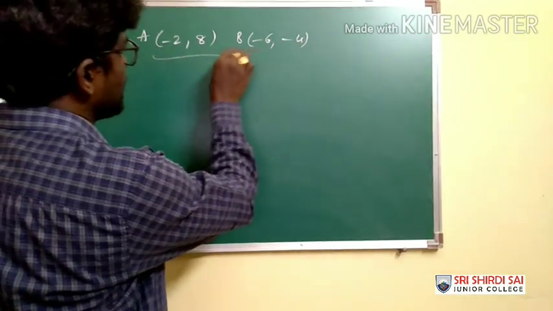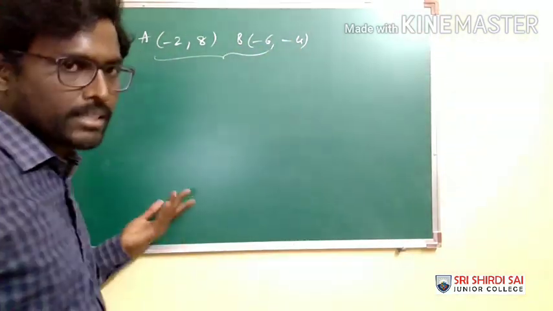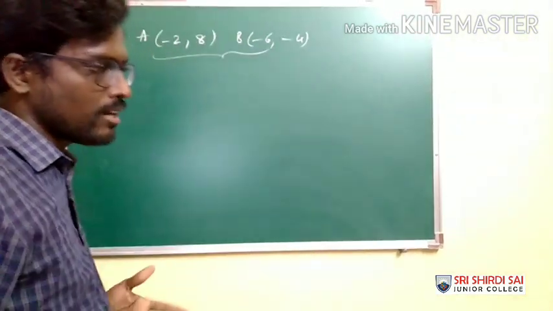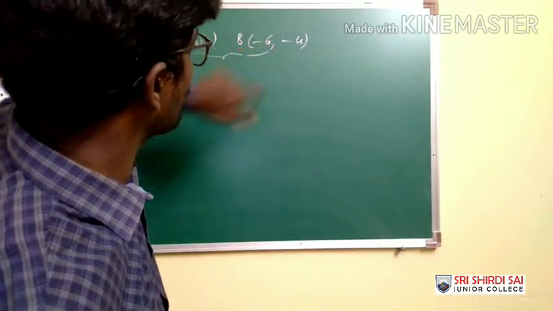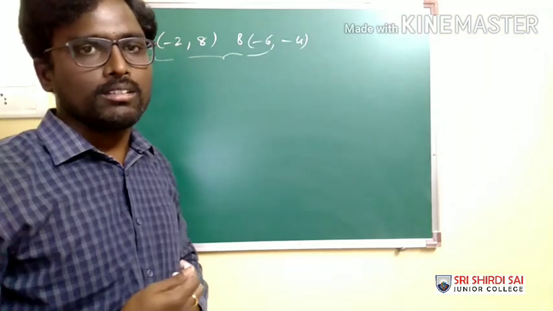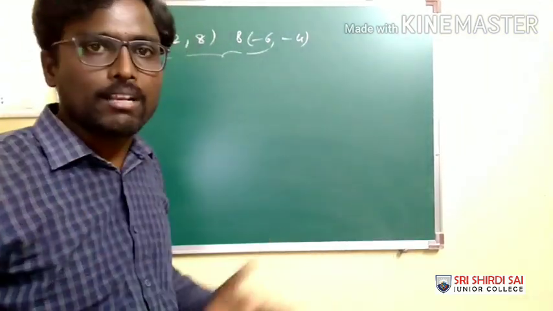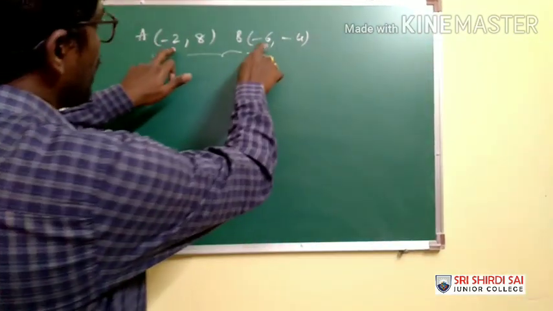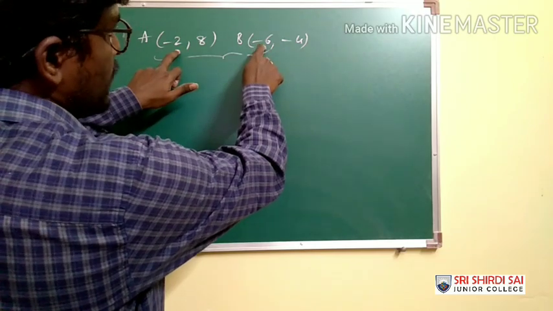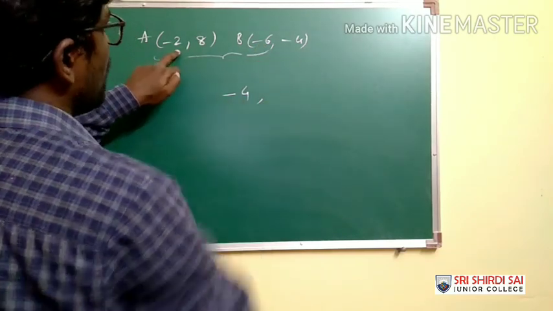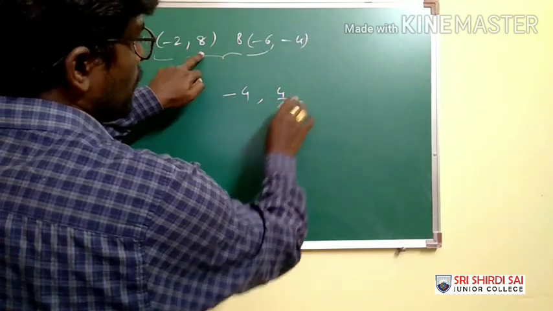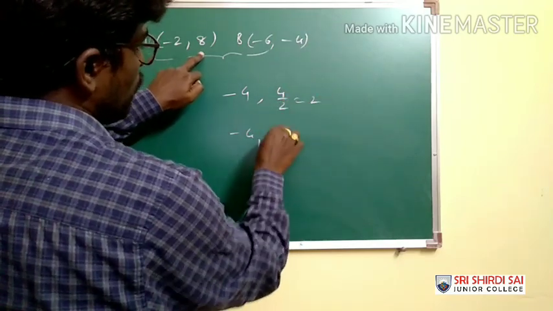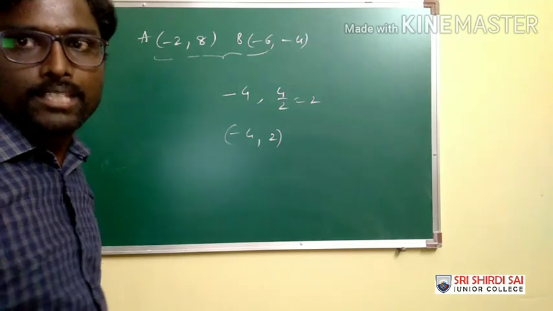The midpoint of the line connecting these two points means we are already aware of the midpoint formula, that is the sum of the x coordinates by 2 and the sum of the y coordinates by 2. So go for the brain calculation. What is the sum of the x coordinates? Minus 2 minus 6 is minus 8, by 2 that is minus 4, and 8 minus 4 will give you 4, by 2, which is equal to 2. So therefore the point is (-4, 2).